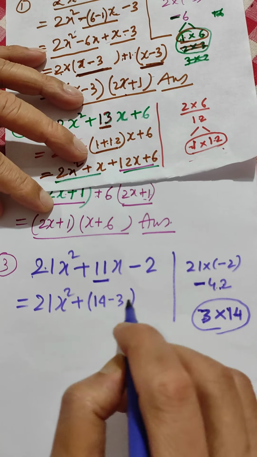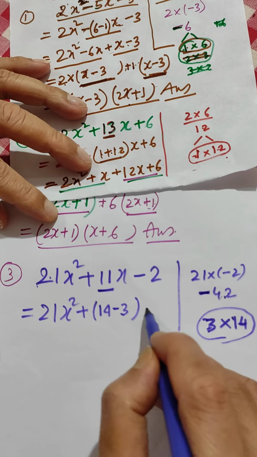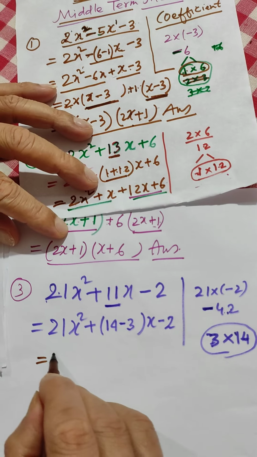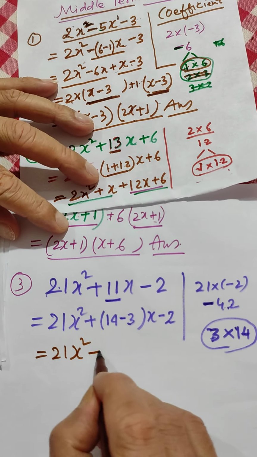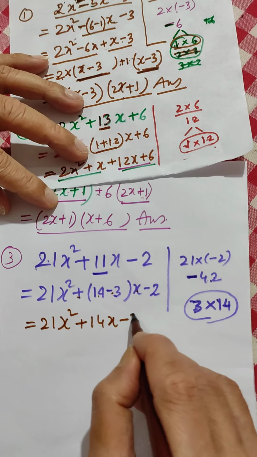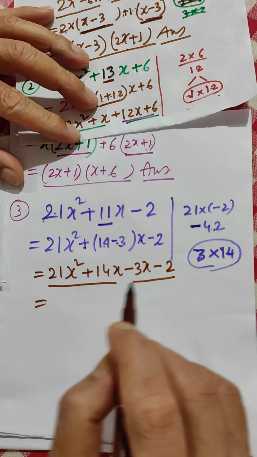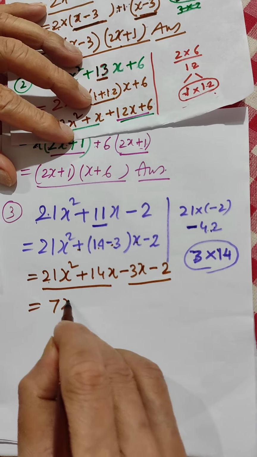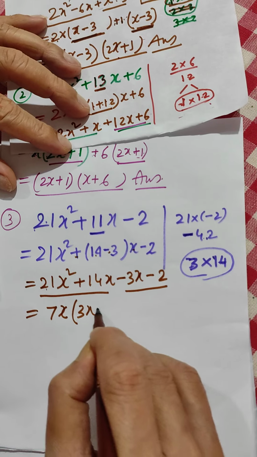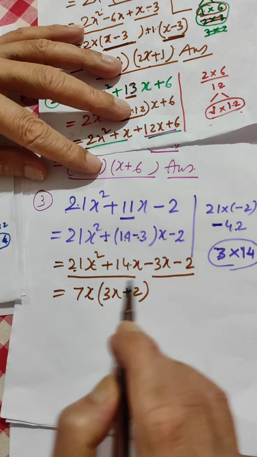So 21x square plus, this 11 is replaced by 14 minus 3, 14 minus 3. And why minus? Because this is minus. If it is minus, we take the difference. So x as it is, then minus 2. Is it clear? Now that is equal to 21x square plus, open the bracket, 14x, then minus 3x, then minus 2. Is it clear? Then common between these two and common between these two. Between these two, what is common? 7x is common. If you take common 7x, 3x plus 2 in bracket.